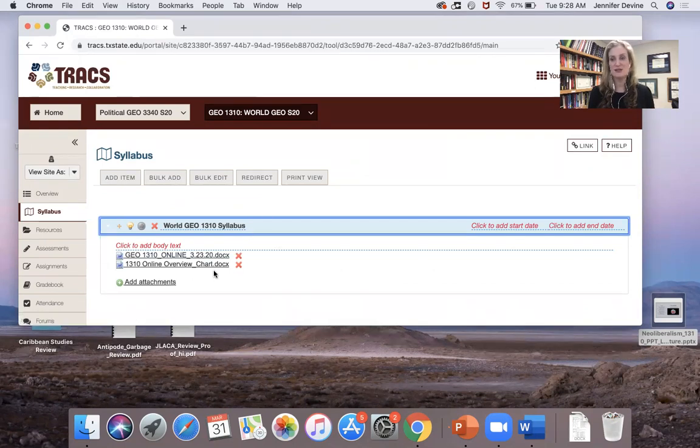And then also just to flag once more the importance of the syllabus that can be found here, as well as the overview chart that has on one page the ways in which you're going to be learning in the rest of the course and how you're going to be evaluated.